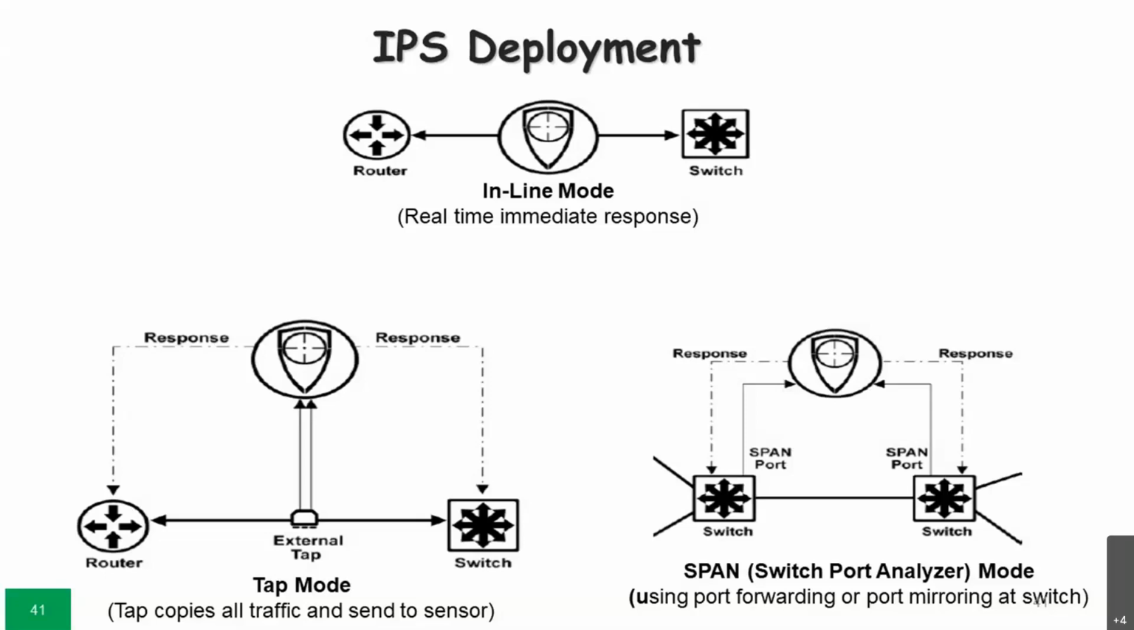Third is the SPAN mode. SPAN means switch port analyzer mode, using port forwarding or port mirroring at the switch. In this mode, a SPAN port is used. So these are the three modes for IPS deployment.